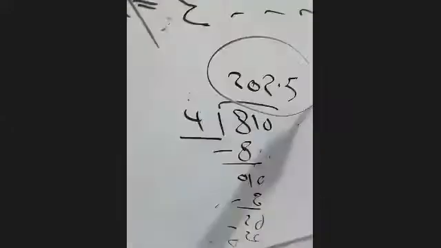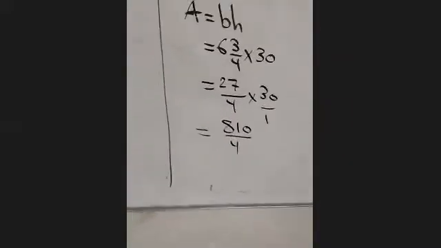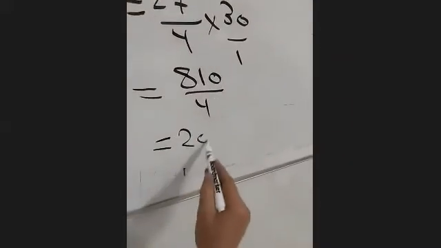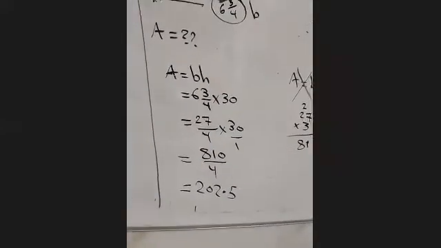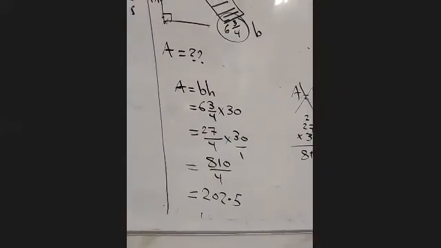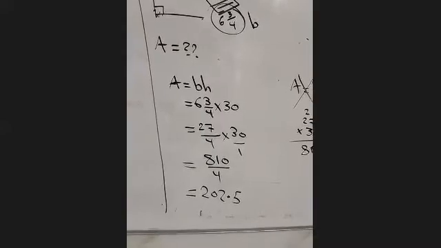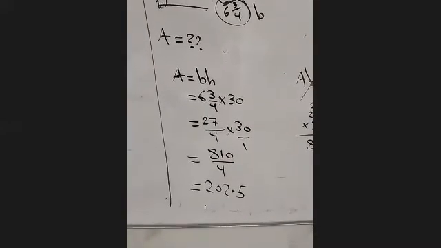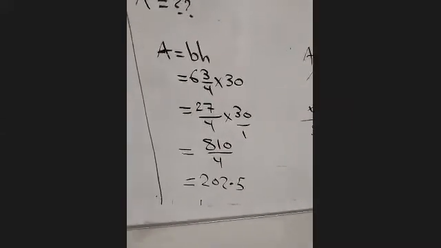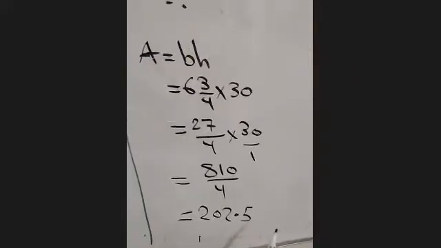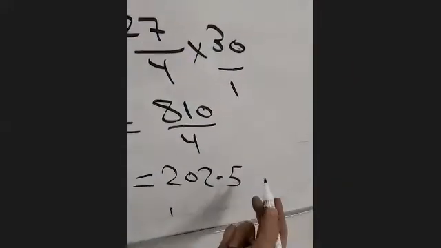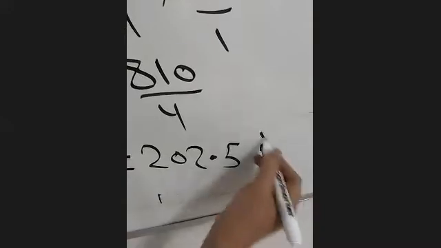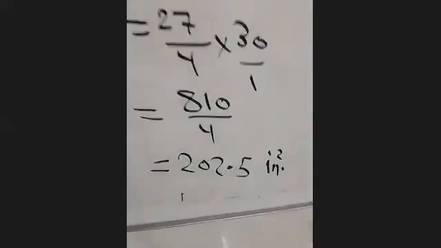The answer is 202 decimal 5. This is equal 202 decimal 5. Now, what is the unit, guys? The unit is what? Inch. So what I will put here? Inch square, like this one.